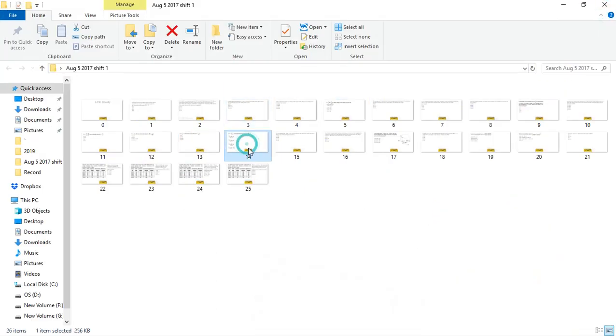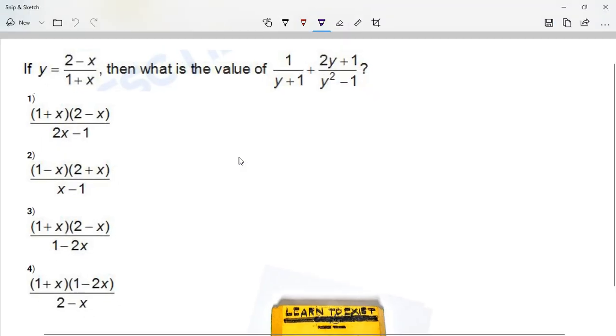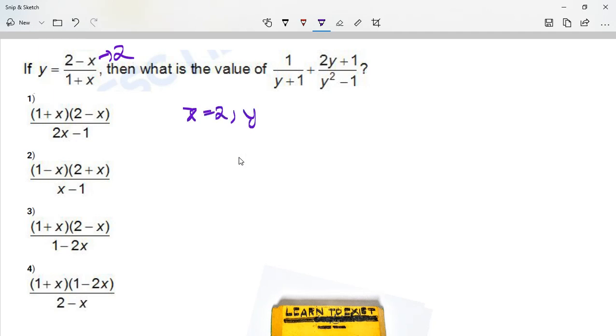So the next question. Okay, I will do this one by substituting. Okay, and what is the easiest way to substitute? Okay, we are looking at this, and we can see if I am substituting x as 2, y will be, sorry, x as 2, y will be 0, right? If x is 2, y will be 0.